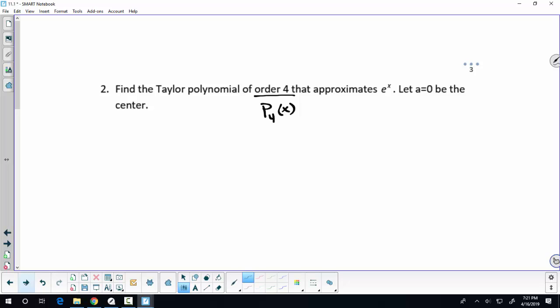I'll just write out the first couple of terms here so that we can have an idea of what we're trying to construct. So that's just directly from the definition. That's the fourth degree. We go up to the fourth derivative, x to the power of 4 over 4 factorial. Keep in mind it's the derivative evaluated at your center, which is given to us here to be a equals 0.